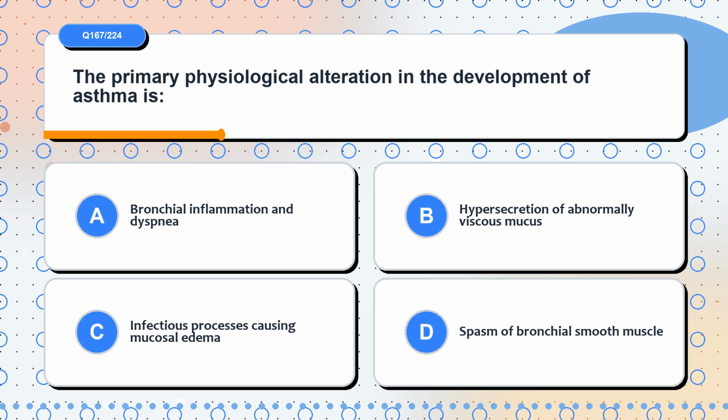Here are the options. Option A. Bronchial inflammation and dyspnea. Option B. Hypersecretion of abnormally viscous mucus. Option C. Infectious processes causing mucosal edema. Option D. Spasm of bronchial smooth muscle.